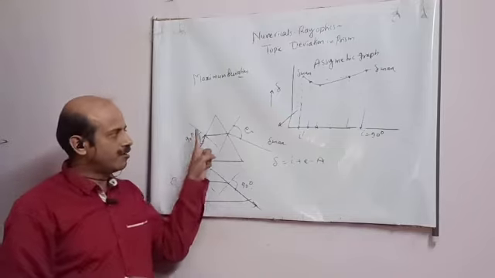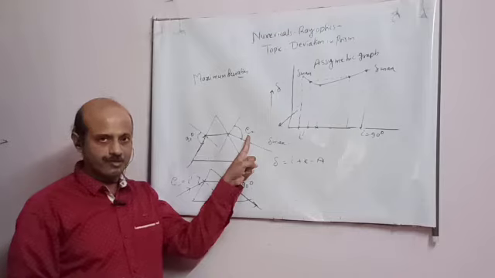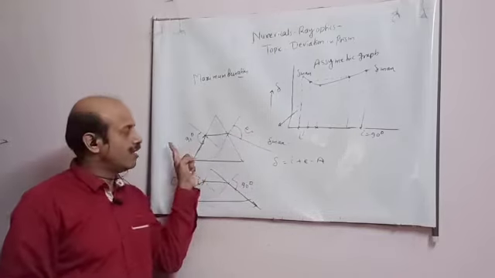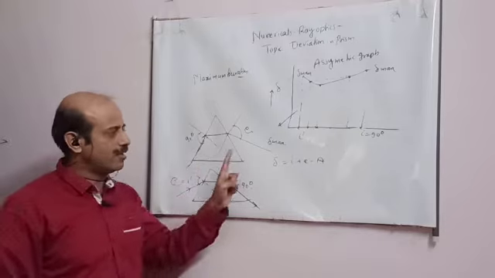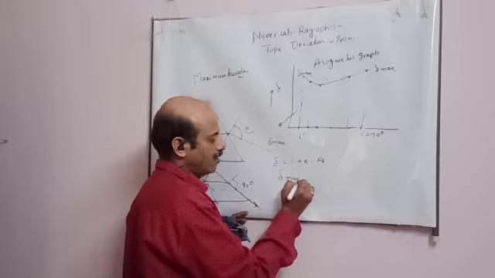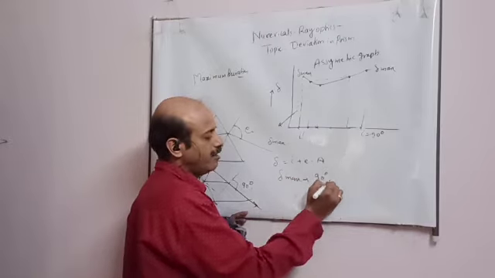Means for 90 degree, how much is the angle of emergence? If this becomes the angle of incidence, this emergence will become 90 degree. And these are the two angles for which the deviation is maximum. This you have to remember, student. Deviation is maximum for two angles, 90 degree and I dash.